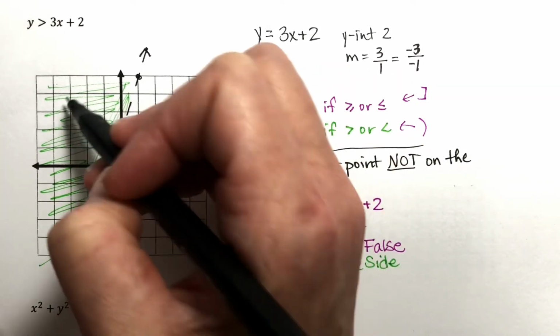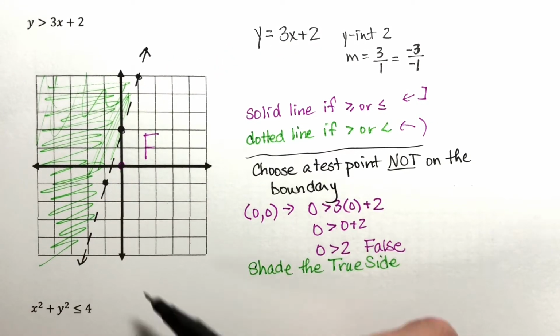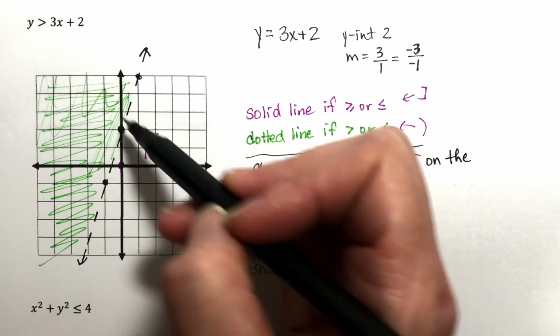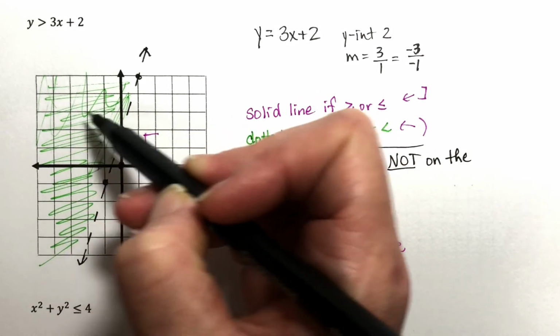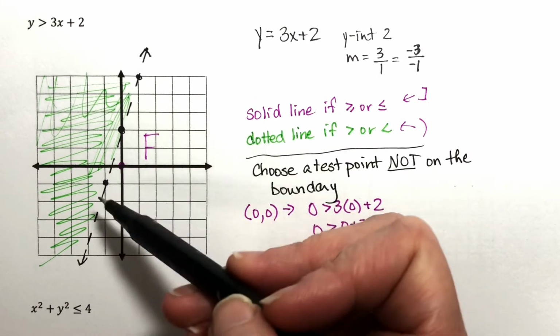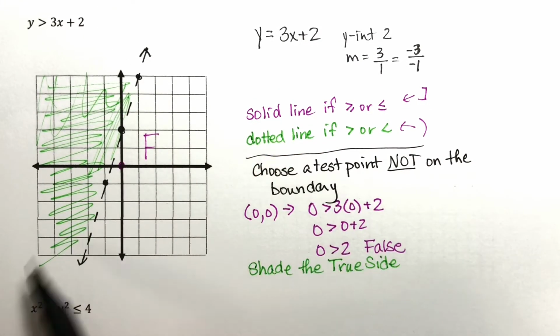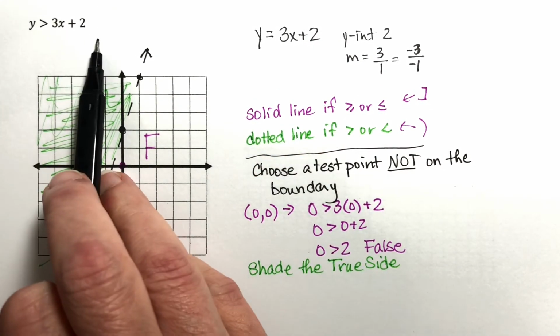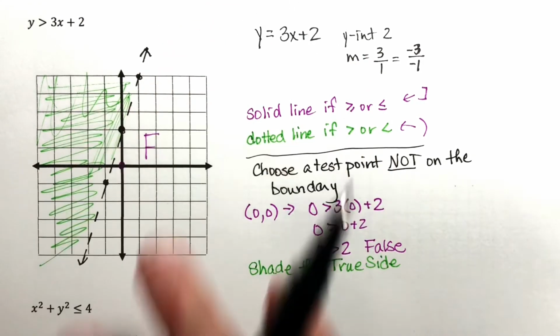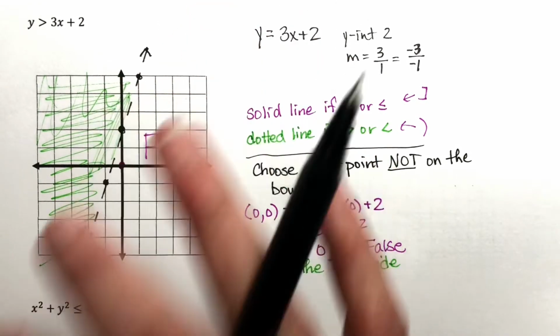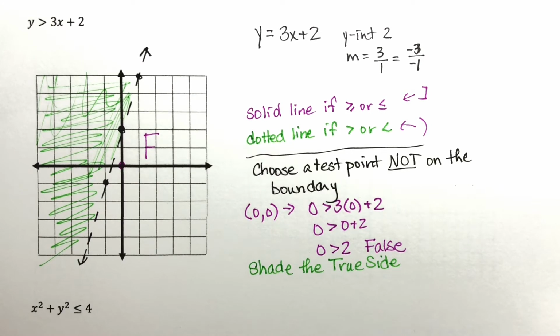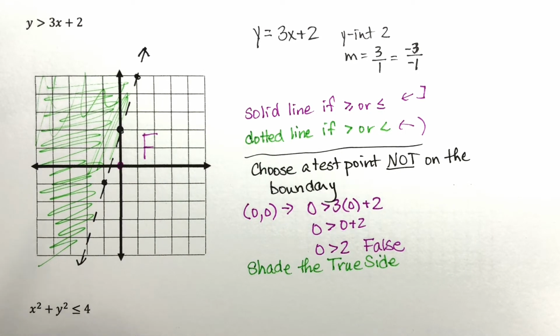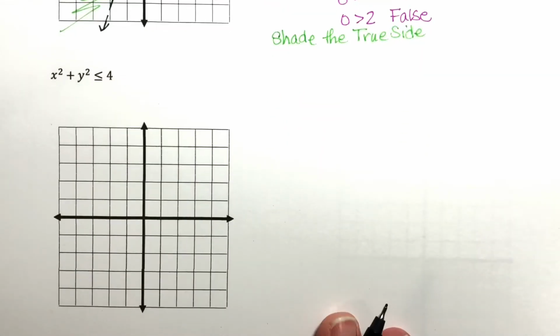Basically, because this is our true side, at any ordered pair I pick over here, I should be able to plug it in and it would work. So this is a visual representation of every single possible solution to this inequality. The graph is our answer. This is solving the inequality. Okay, so let's try this one.